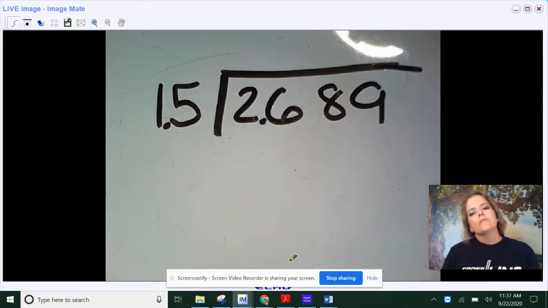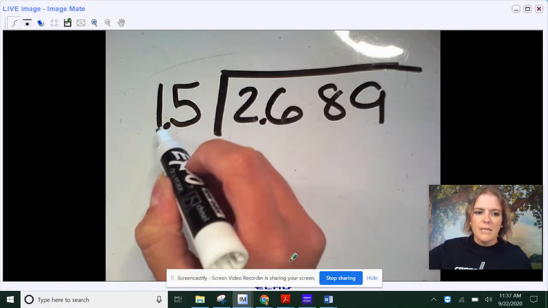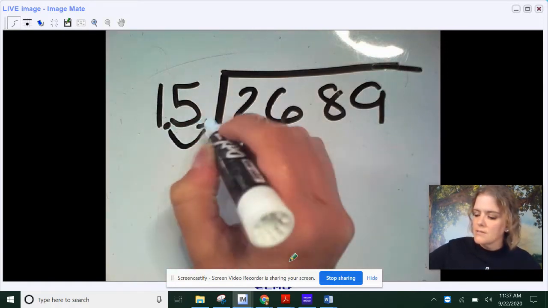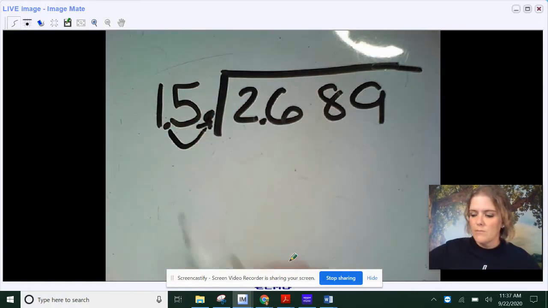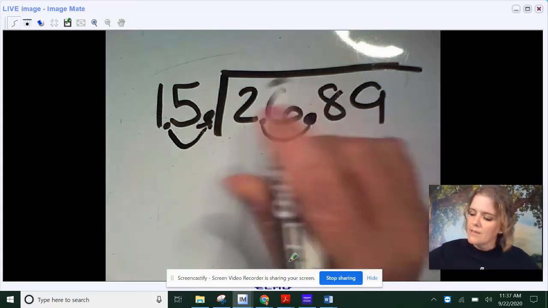Okay. So when it's set up like this, what we have to do is with the outside number, we have to make it a whole number. So we need to move this to make it a whole number. And so I moved it one place. I also have to move this one place. And I'm going to put that right there.